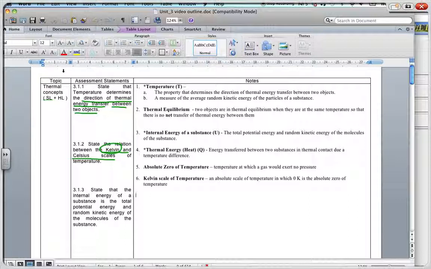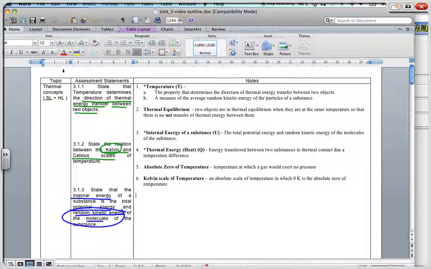Then we have this: state that the internal energy of a substance is the total potential energy and random kinetic energy of the molecules. And I'm going to spend a little bit of time talking about this. I firstly want to talk about this random kinetic energy of the molecules, or the atoms, or the particles in a substance.